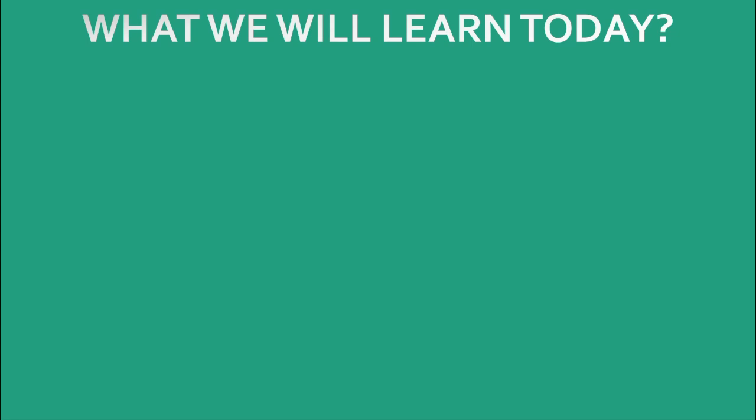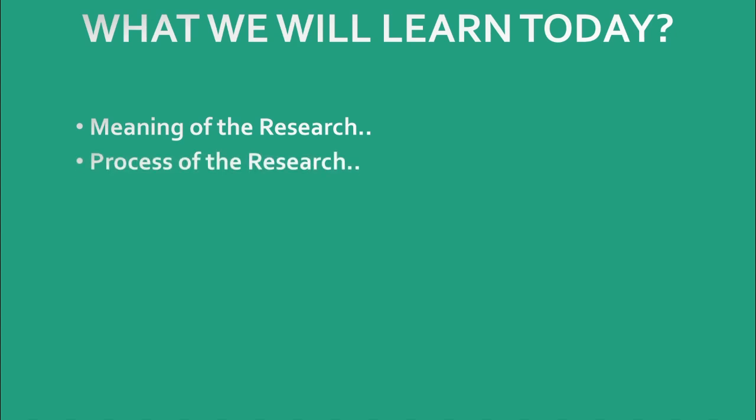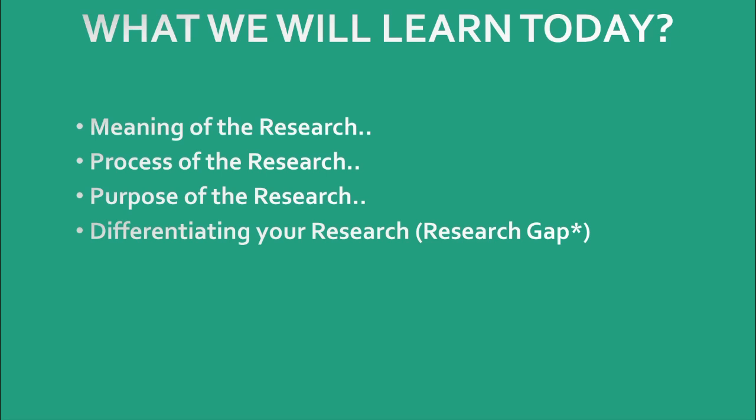Today, you will learn, first, the core meaning of research, that is, what is research. Second, the overall process of the research. Third, why we do research. What is the purpose of doing academic research? And number 4, how you can differentiate your academic research from previous studies, which is known as the research gap.